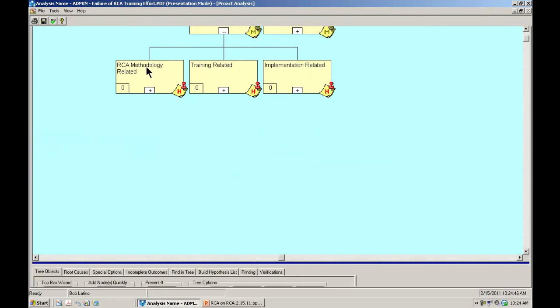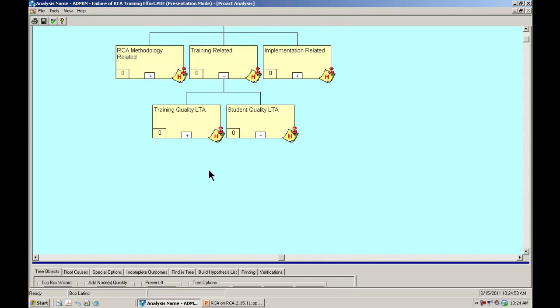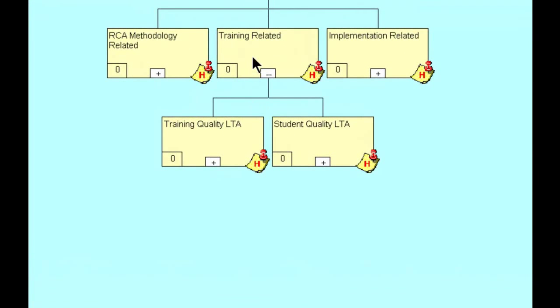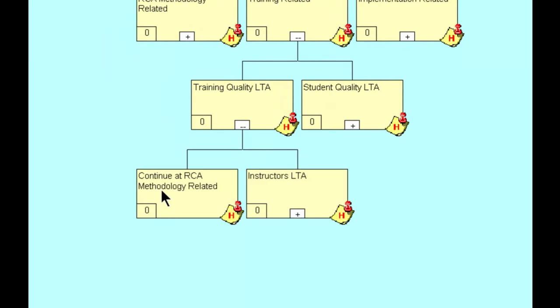Okay, our methodology that we've chosen could be sound, and then we have a training-related issue. Now we're dealing with the delivery of the methodology. So when we're looking at the delivery of methodology, it can be related to the training quality or the student quality. Let's go look at the training quality. We could have training quality issues because of the methodology at hand. So we say continue at RCA methodology.